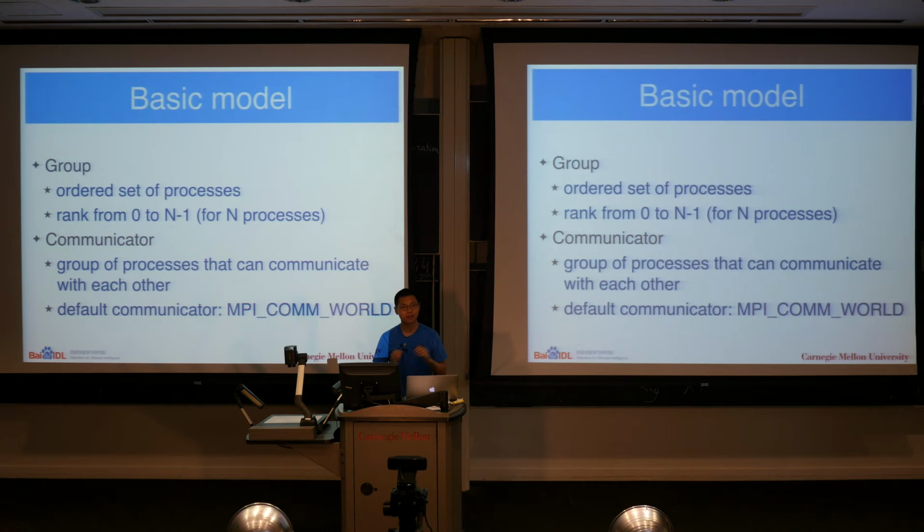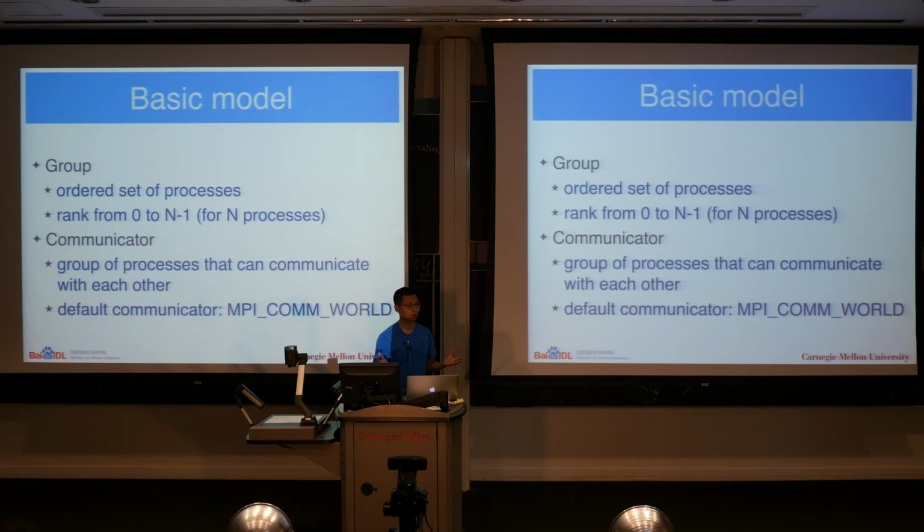MPI models do things differently. For example, the machines are viewed as a group. All the machines you have form a group, and all the machines in this group are ranked by an ID from 0 to n minus 1, if you have n processes. This is a problem if some machines die. If a machine dies, the MPI job exits, because HPC people do not think a machine can die. The machines are assumed to be reliable.